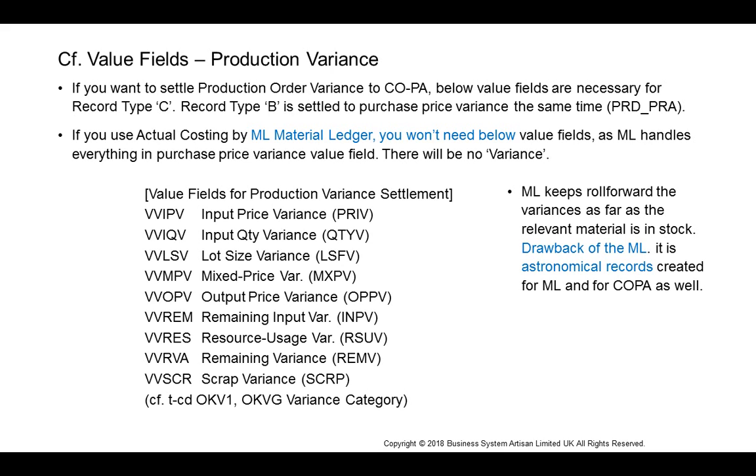Also, today we have the material ledger. If you activate actual costing using the material ledger, you won't need this production variance settlement, because what material ledger actual costing does is appropriately distribute the variance, especially production variance and purchase price variance, to each suitable material or cost of goods sold. So there will be no variance remaining. So this settlement by variance category will be obsolete. There's no point doing this. That's the second point I need to make right now.